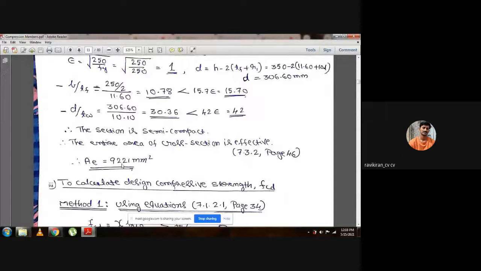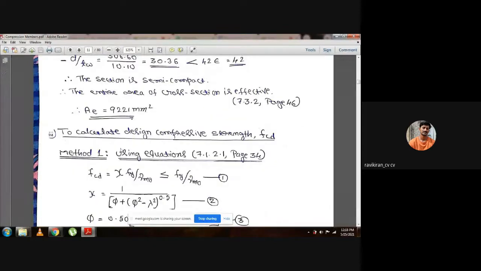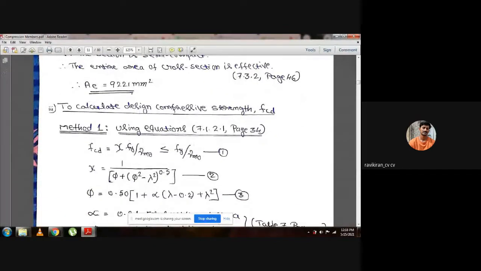So what is the area we got? 9221 mm square. If you just open page number 46 of class 7.3.2, you will better understand. So same way, let us move on further.